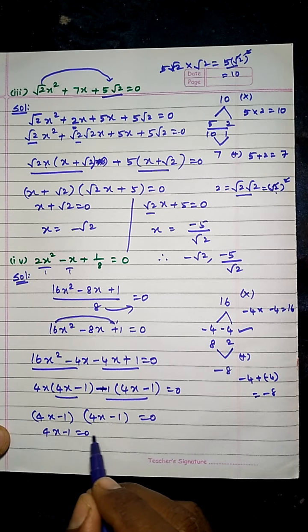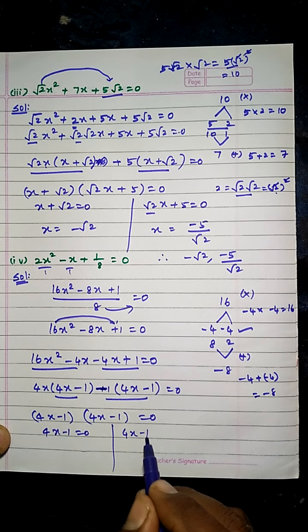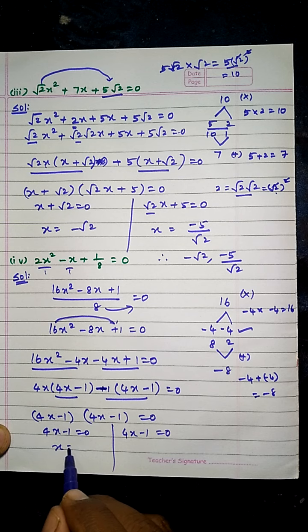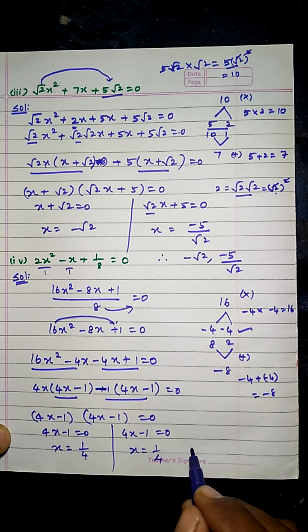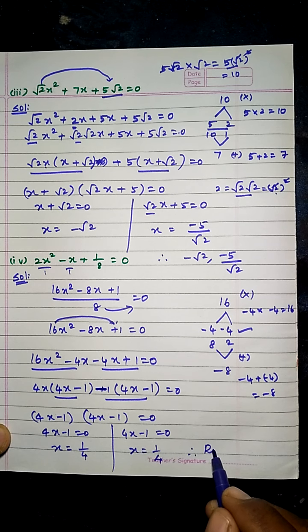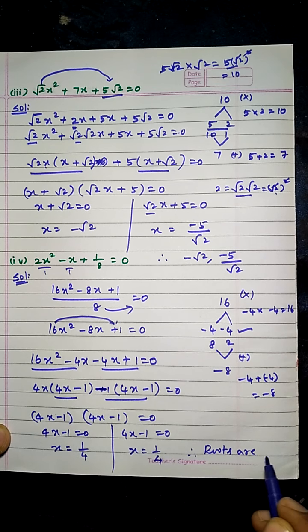4x minus 1 equal to 0. 4x minus 1 equal to 0. So x equal to 1 by 4. Here x equal to 1 by 4. So therefore the roots are 1 by 4 comma 1 by 4.